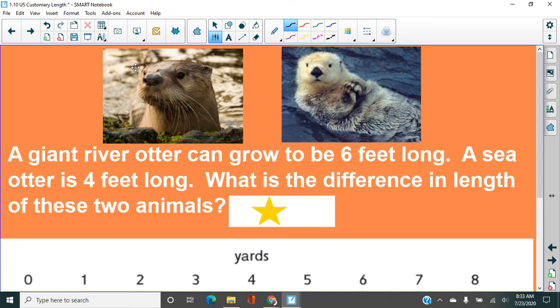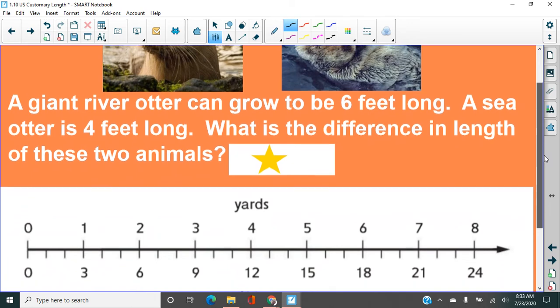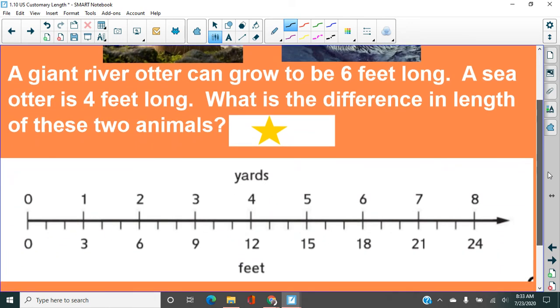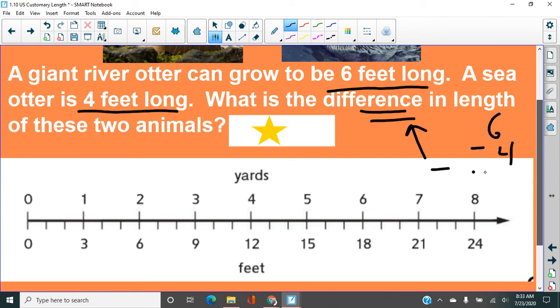Here's one for you to try and look at. A giant river otter can grow to be 6 feet long. A sea otter is 4 feet long. What is the difference in length between these two animals? So take a moment and decide what you think there. Key information here, right? 6 feet long for the river otter. The sea otter is 4 feet long. And when we find the difference, that is always subtract. So we have 6 feet minus 4 feet, and our answer is going to be 2 feet.